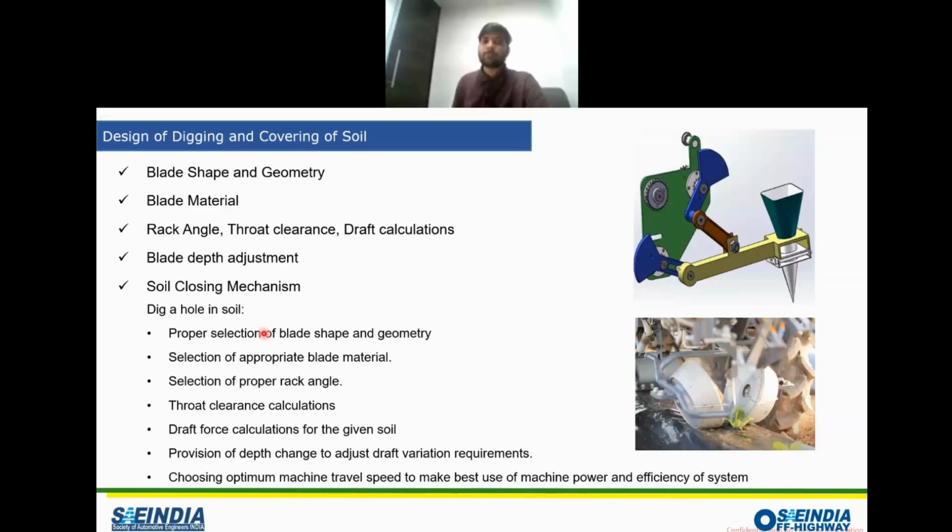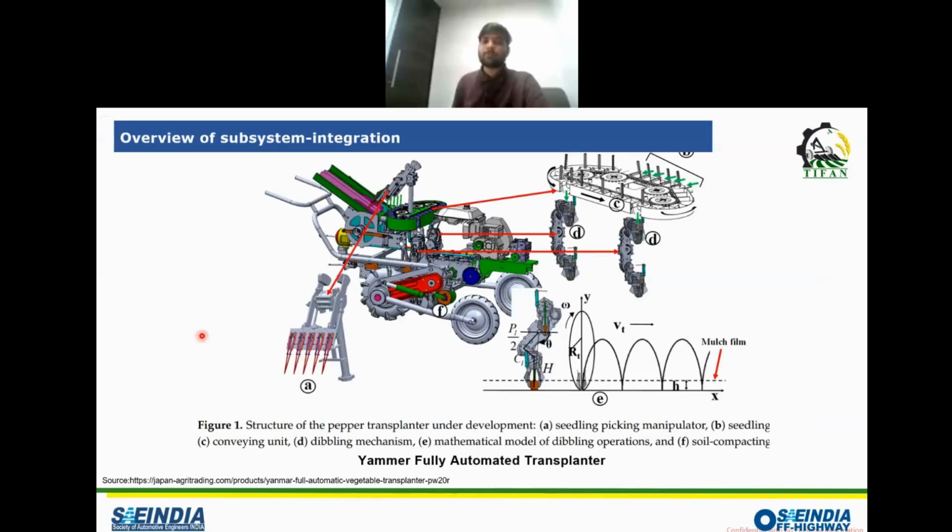then for operation overview or the subsystem overview. This is just a high level subsystem which we have discussed, from pickup, conveying, digging, dropping, and you can design your own mechanism based on the requirement. If I just summarize what we need to keep in mind while designing a system, first is the customer requirement, which is driven through the agronomy.